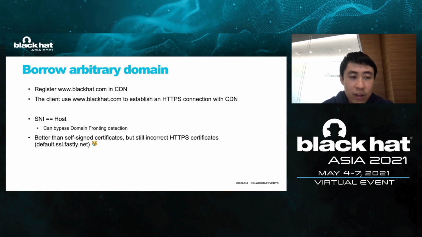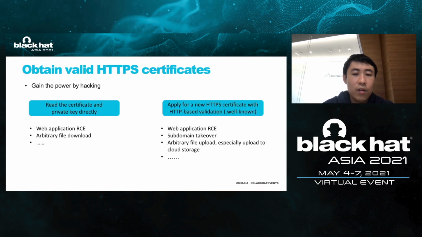Hackers can do it by hacking. We can either steal a valid HTTPS certificate or apply for a new one. If we get a web shell or we find an arbitrary file download vulnerability, we can read the certificate and the private key directly. If we can write an arbitrary file to the web server, or we can take over a subdomain, we can apply for a new HTTPS certificate with HTTP-based validation. Cloud storage is a perfect place to get an HTTPS cert with the common name of a cloud vendor.